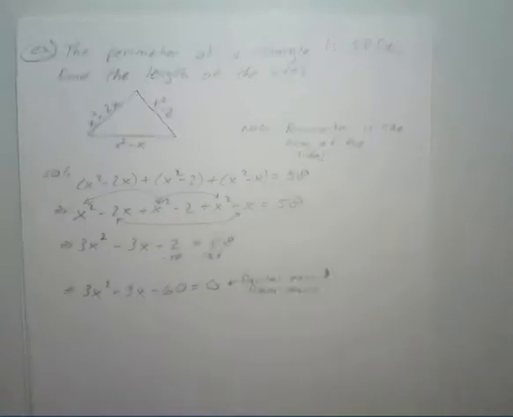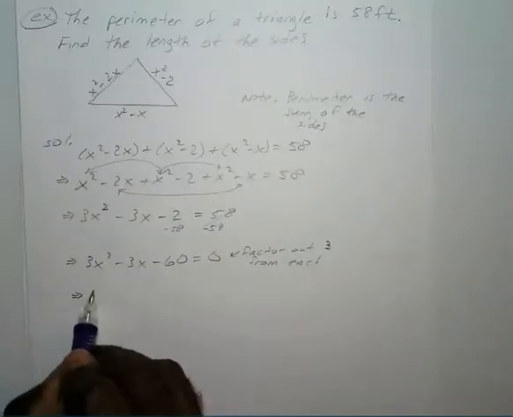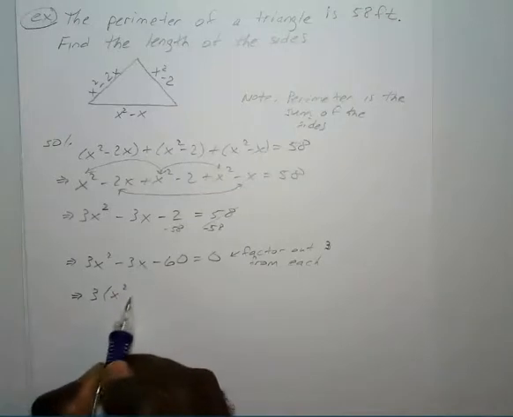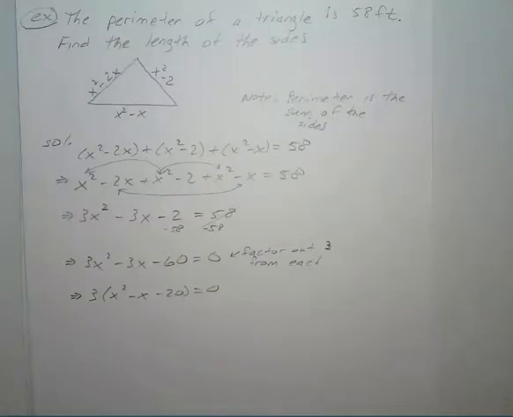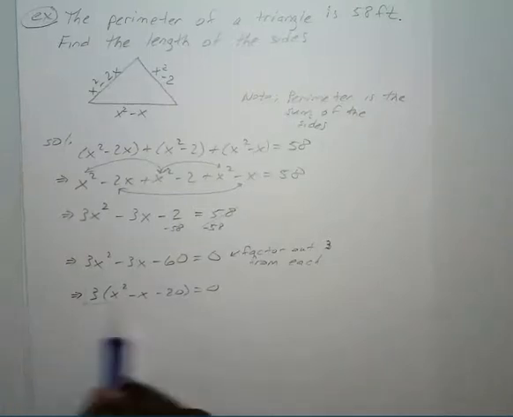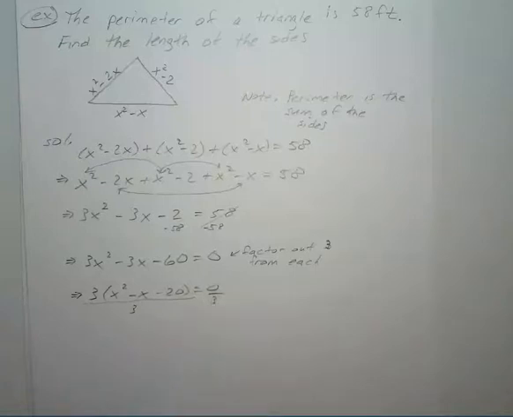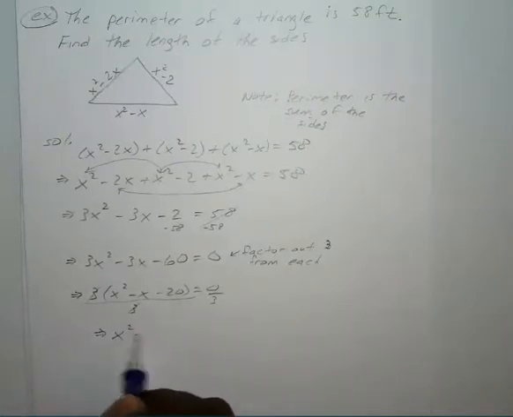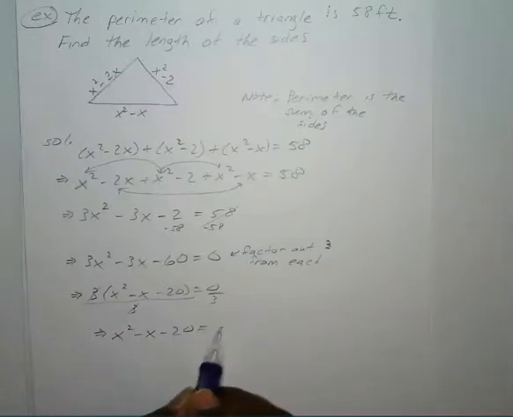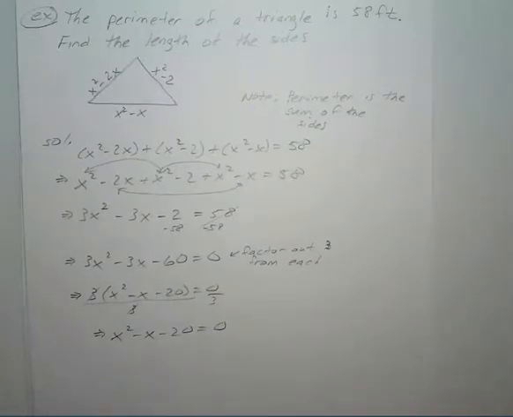Alright, so if we did that, we would end up with 3 times x squared minus x minus 20 equals 0. Okay. So since we did not factor out a variable, all we did was factor out a numerical value, we can divide both sides by that numerical value. So we just divide both sides by 3. Those two cancel out. So we end up with x squared minus x minus 20 equals 0 divided by 3, which is just 0. And so that's a lot easier to solve.